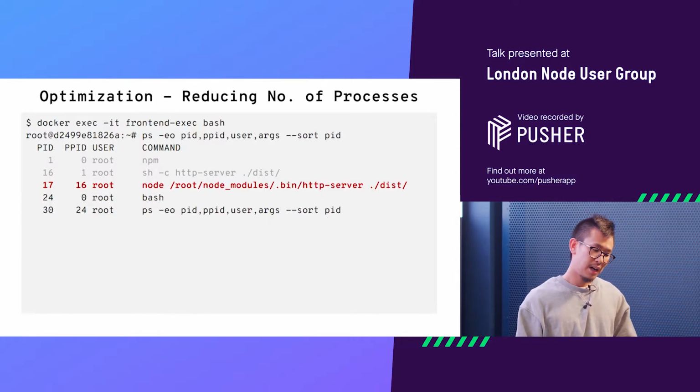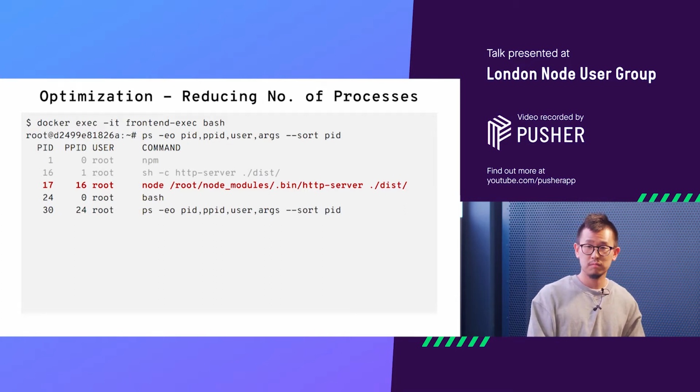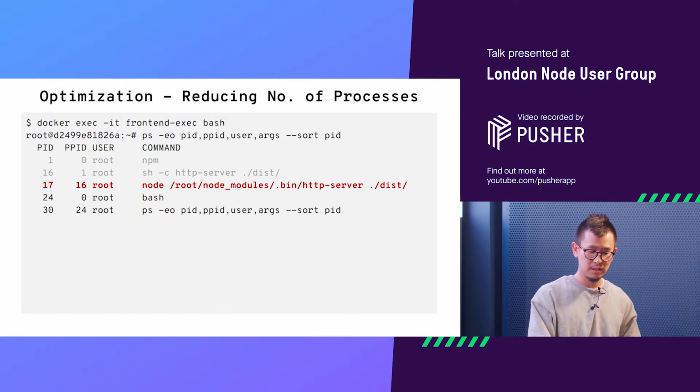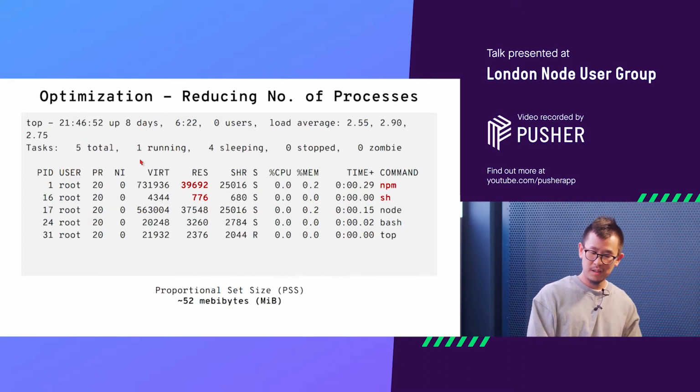A lot of us run our serve script using npm scripts. What that does is npm runs, and then it spawns a subshell, which then runs your actual application. So the first two processes are not actually needed to run your application. And if we look at the amount of resources they use, it's about half of what is being used in the container. I did some calculation, and it takes about 52 megabytes to run the npm, sh, and node commands.